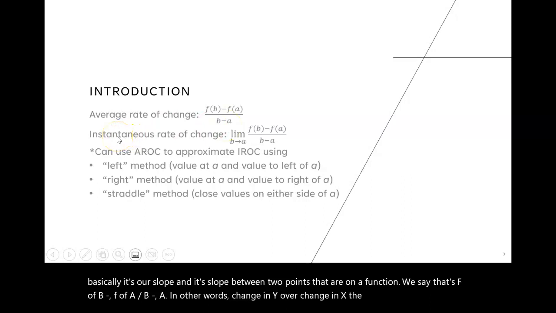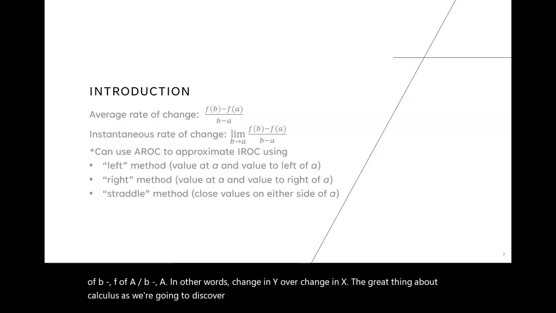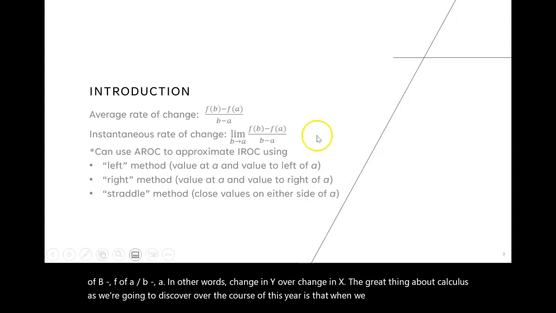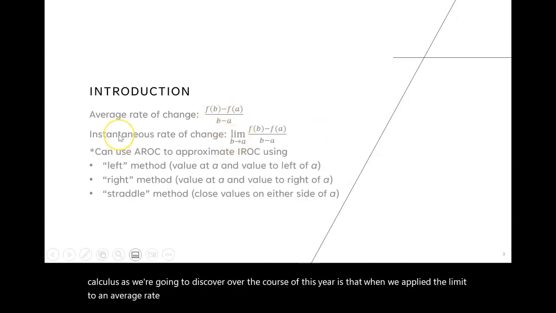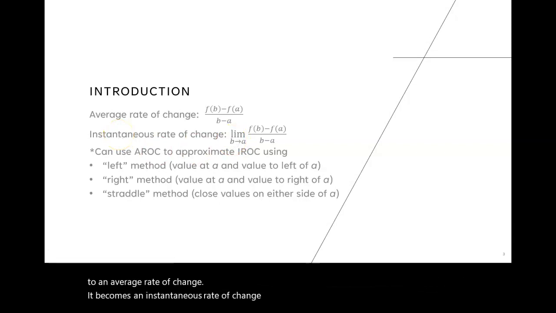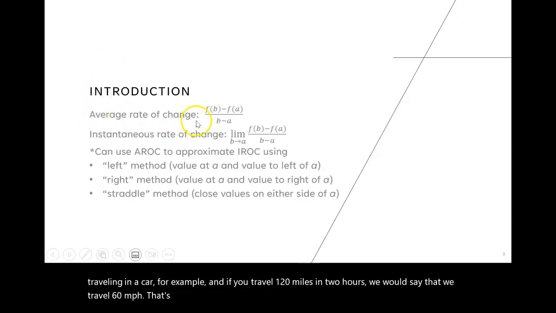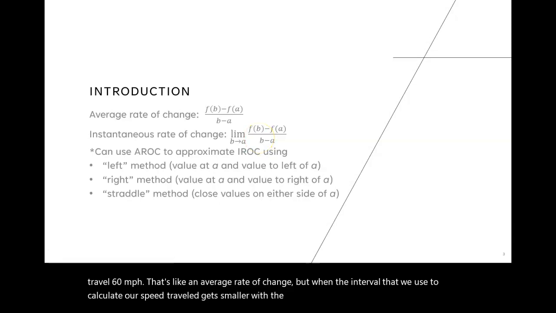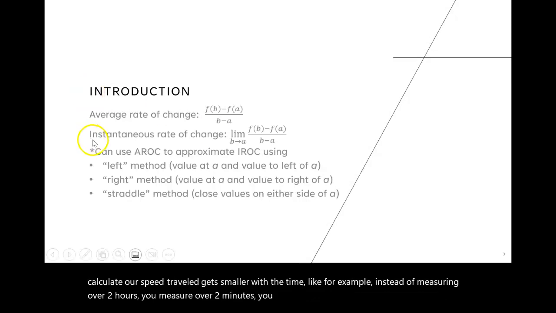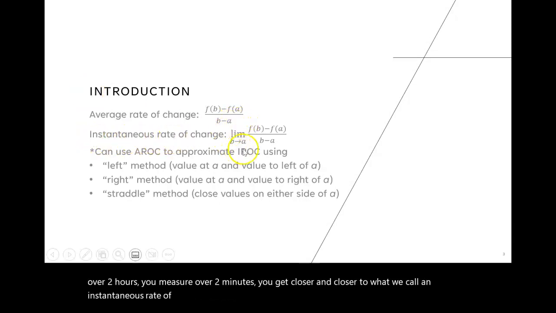The great thing about calculus, as we're going to discover over the course of this year, is that when we apply the limit to an average rate of change, it becomes an instantaneous rate of change. Hopefully at some point you've thought about traveling in a car, for example. If you travel 120 miles in 2 hours, we would say that we travel 60 miles per hour. That's like an average rate of change. But when the interval that we use to calculate our speed gets smaller, like for example, instead of measuring over 2 hours, you measure over 2 minutes, you get closer and closer to what we call an instantaneous rate of change. And that's the limit part right here.